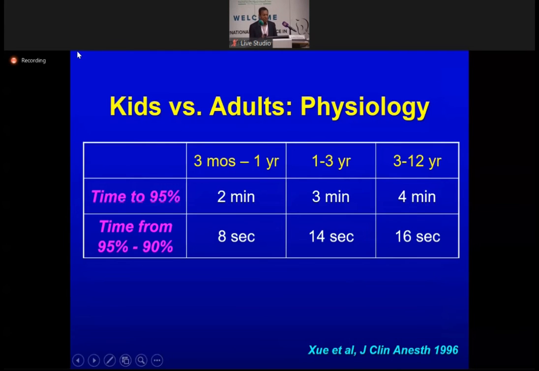All right, so this slide demonstrates the same thing. So time to 95%, you can see in 3 months to 1 year, it's pretty much the same, 2 minutes, but then from 95 to 90%, 8 seconds. So again, the importance of early recognition.